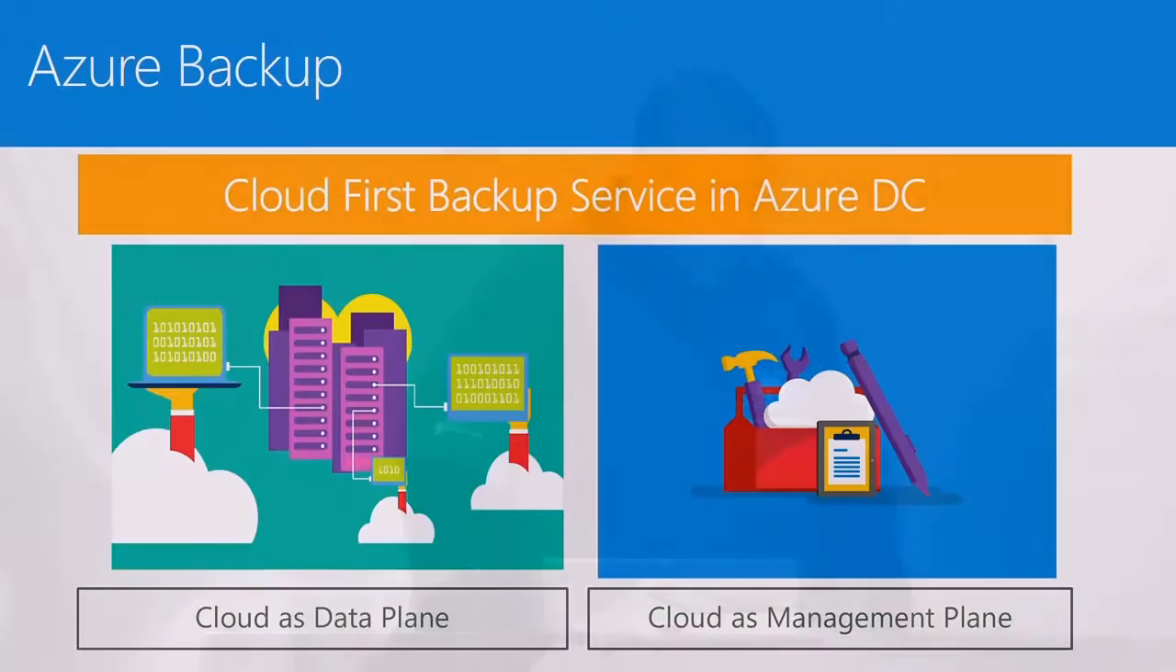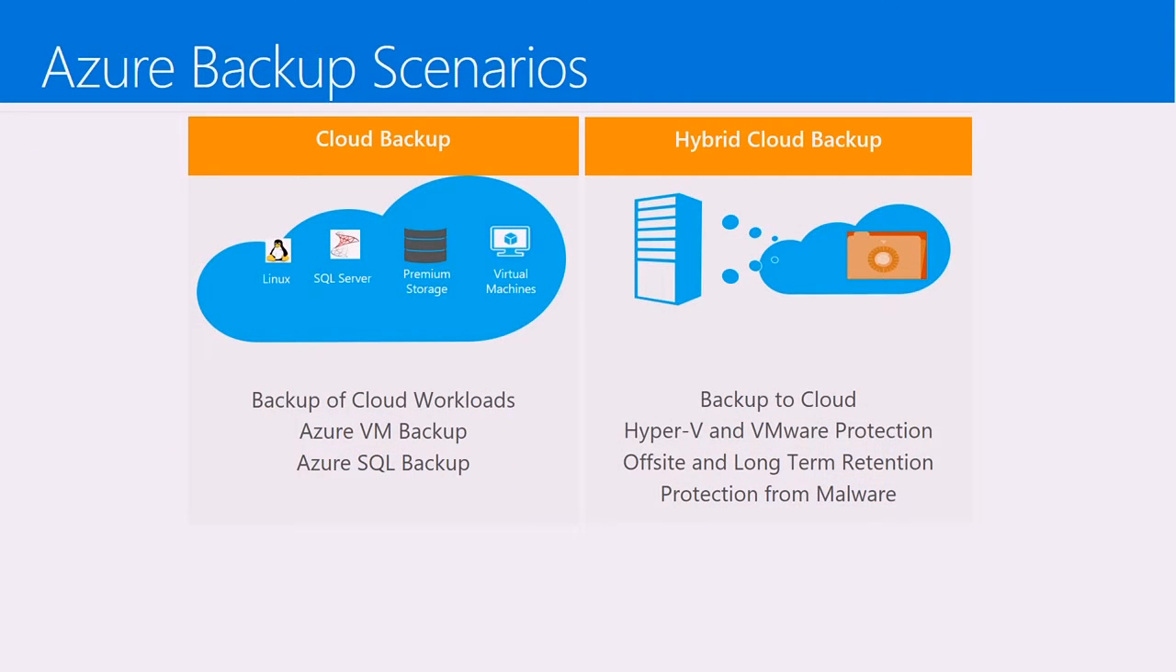So let's take a quick look at what cloud-first backup looks like. So with cloud backup, we give you the ability to have cloud as a data plane and a management plane. So what does that mean? You have the ability to store your backups in the Azure storage. Then also your management plane is in Azure. It's a single interface that allows you to connect your resources into Azure and back up those resources, whether they're running in Azure or they're running on-premises. So the backup scenarios that we support: backing up cloud workloads. So if you have workloads running in Azure, we have the ability to back them up. If you have VMs running in Azure, we can back those VMs up also. If you're running, for example, SQL Azure, Azure Backup supports the backing up of SQL Azure in the cloud.